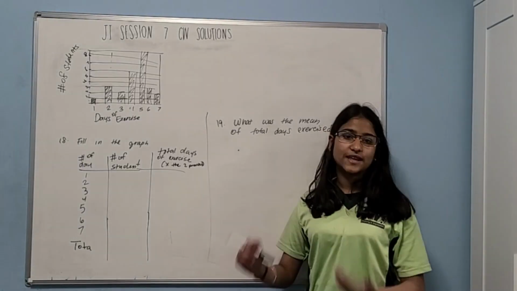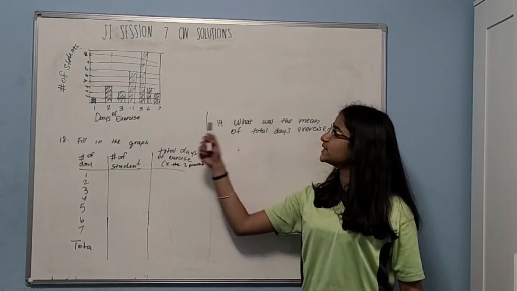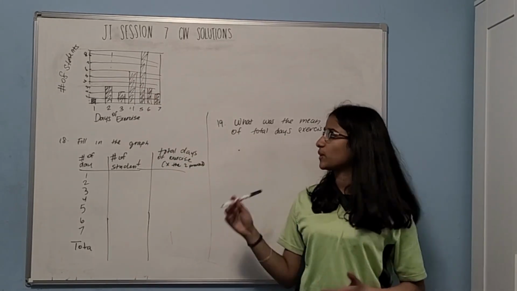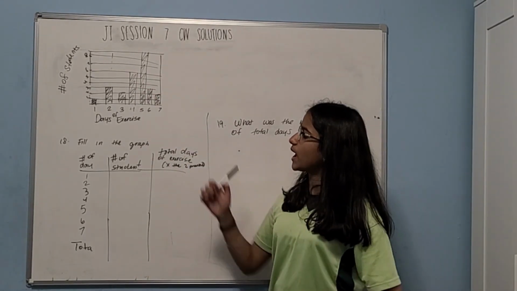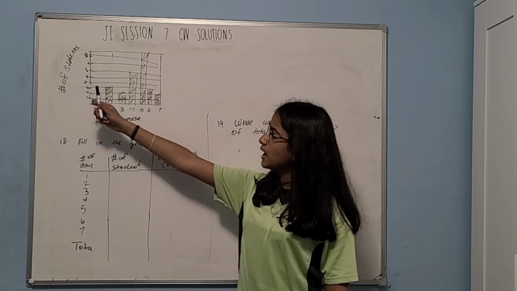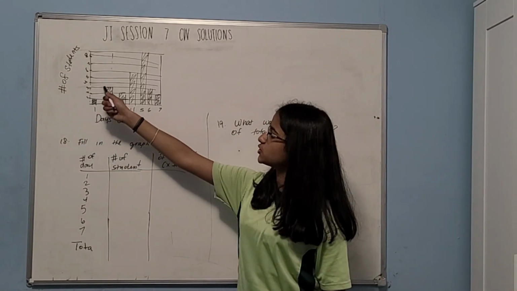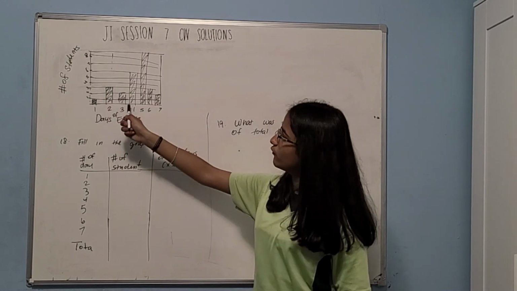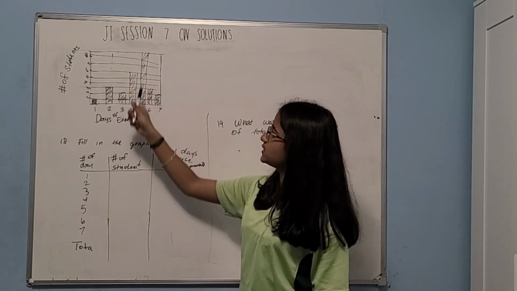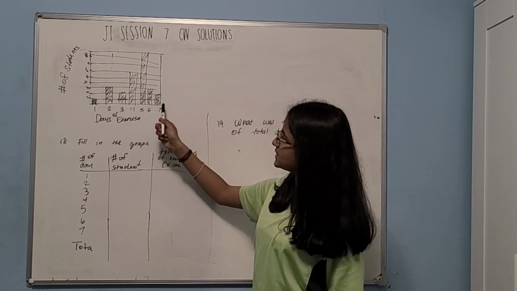And finally, the last two problems. For 18 and 19, we're going to use this graph that we have right here, the bar chart. So as you can see, for day 1, the number of students is 1. For day 2, it's 3. Day 3 is 2. Day 4 is 6. Day 5, 8. Day 6 is 3, and day 7 is 2.